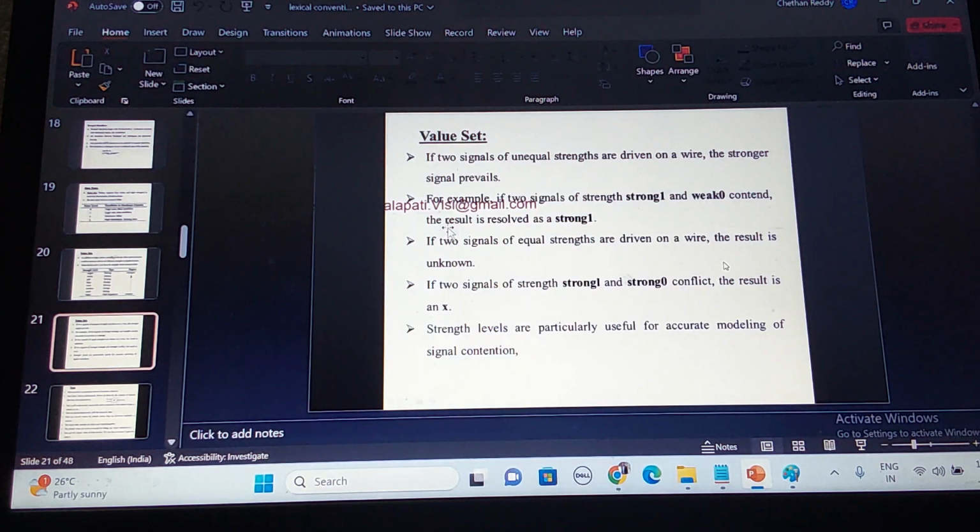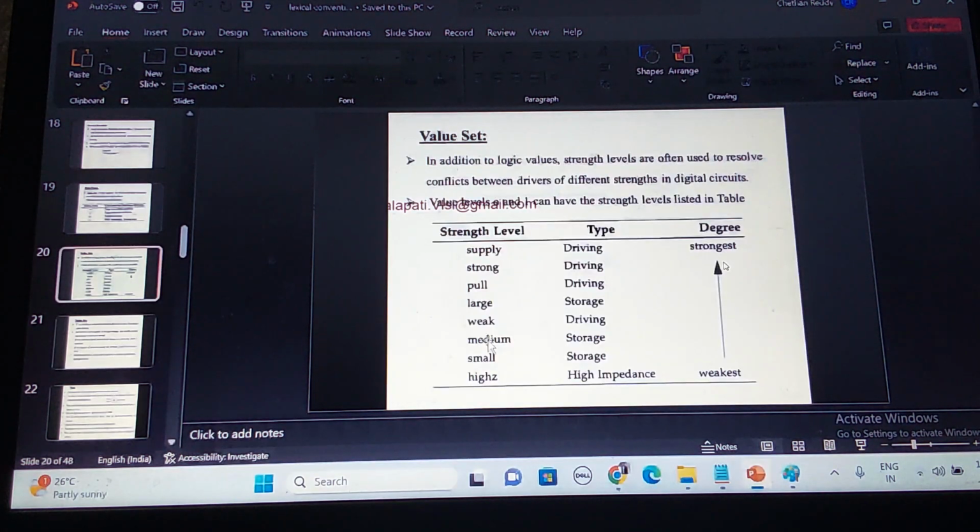You should remember these strength levels. High impedance is the weakest strength; small, medium is more strength compared to high impedance. Then weak, large, full, strong, and the supply will have the strongest strength level.